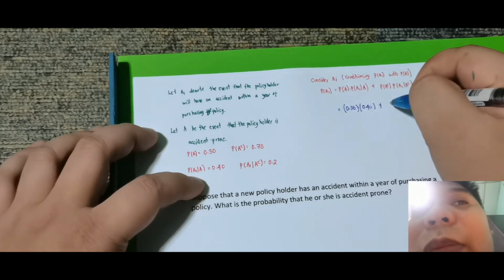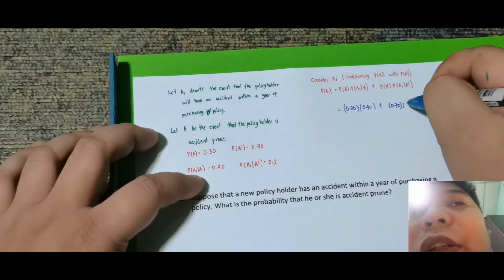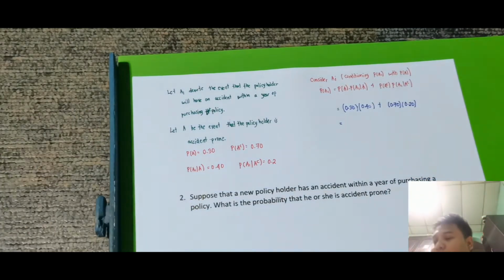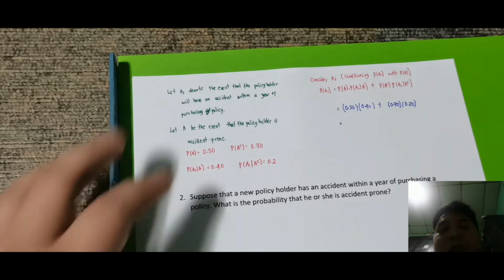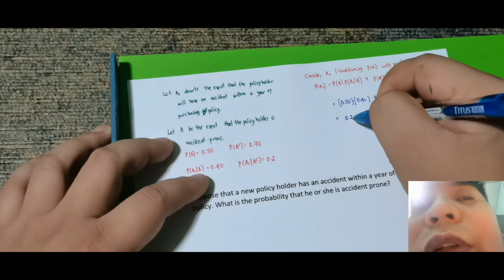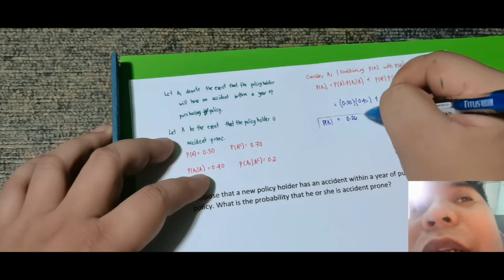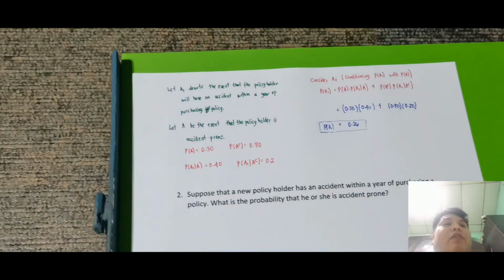Okay, then the probability of A complement is 0.70. Then probability A sub 1 given that A complement has occurred is 0.2. Okay, so this is just equal sa, multiply natin, no? 0.3 times 0.4 plus 0.7 times 0.2, that is equal sa 13 over 50 or 0.26. This is just 0.26 or 26% na magkakaroon ka ng aksidente within a year na bumili ka ng policy. Okay, so yan yung ating sagot para dyan.